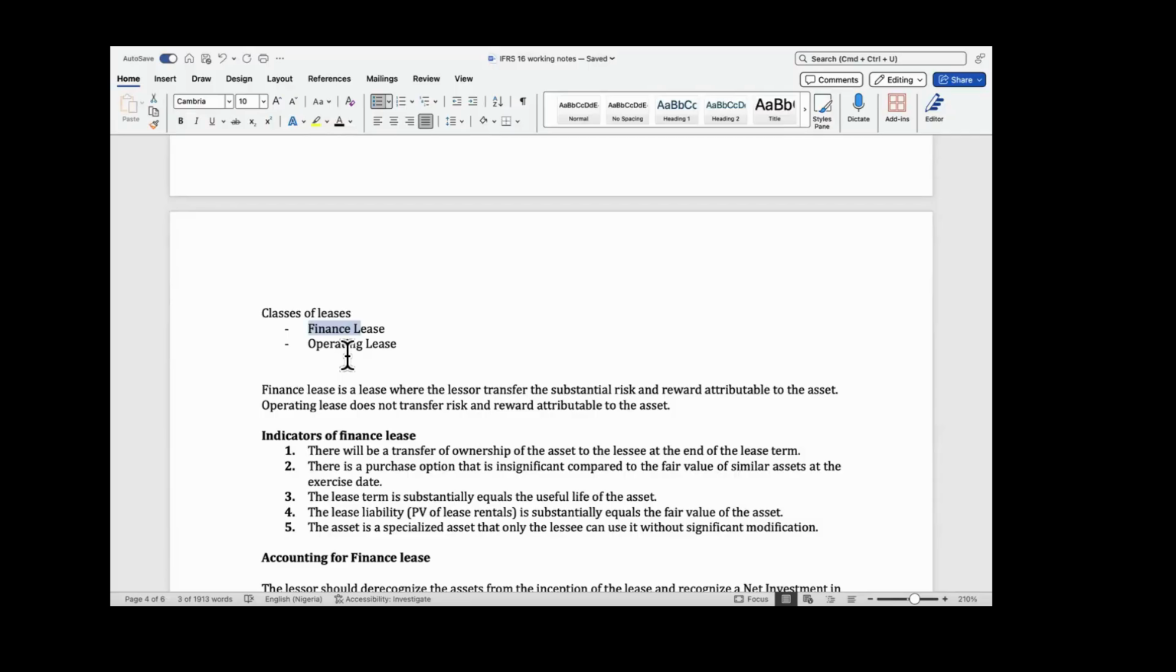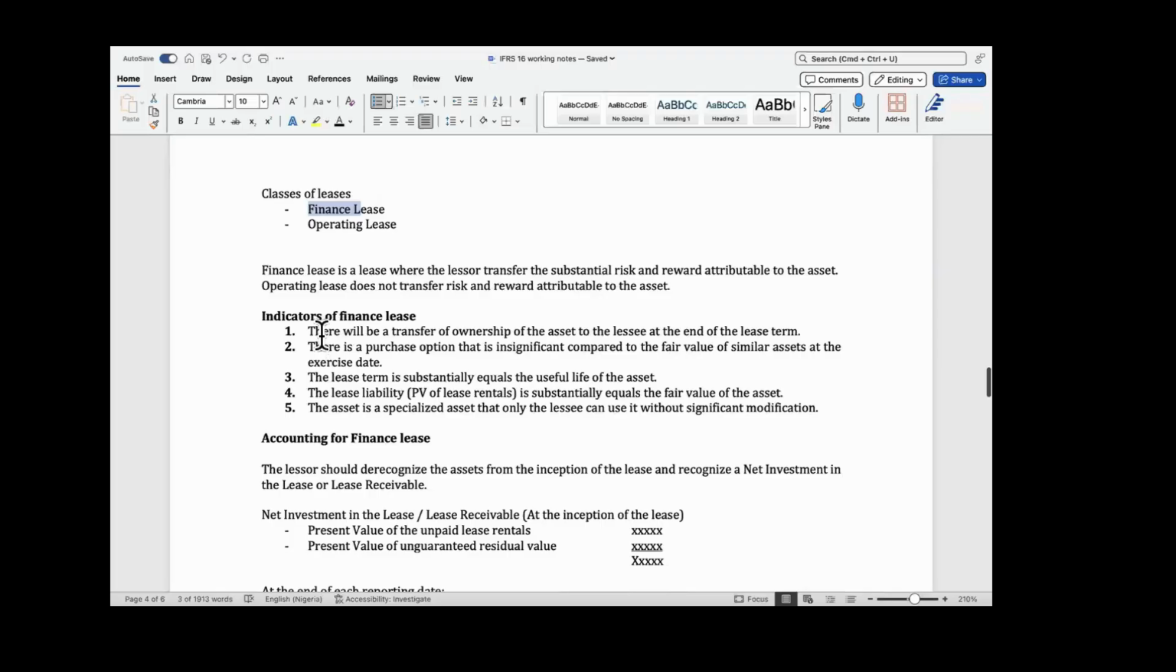Operating lease doesn't transfer such risk and reward. What shows that we have a finance lease in our hands will be where the contract states that there will be transfer of ownership at the end of the lease term, and where there is a purchase option, which is the amount that the lessee is expected to pay at the end of the lease term to get ownership. And this purchase option will be so small that if you compare it to similar asset value at that exercise date, the amount required to pay is chicken change, so insignificant.